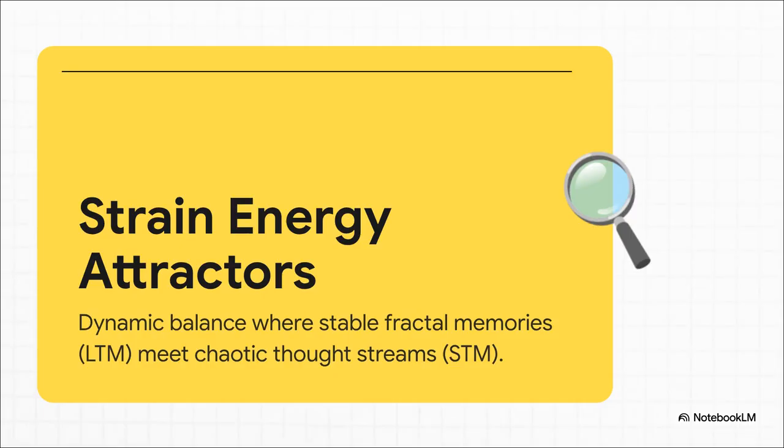So how do those two systems, the library and the librarian, work together? The technical term is a mouthful, strain energy attractors. But the idea behind it is actually pretty simple and really beautiful. It's the sweet spot. It's that perfect state of balance where the brain's stable fractal library meets the chaotic search party of your thoughts. And it's in that incredible interplay that a coherent, functioning mind is born.